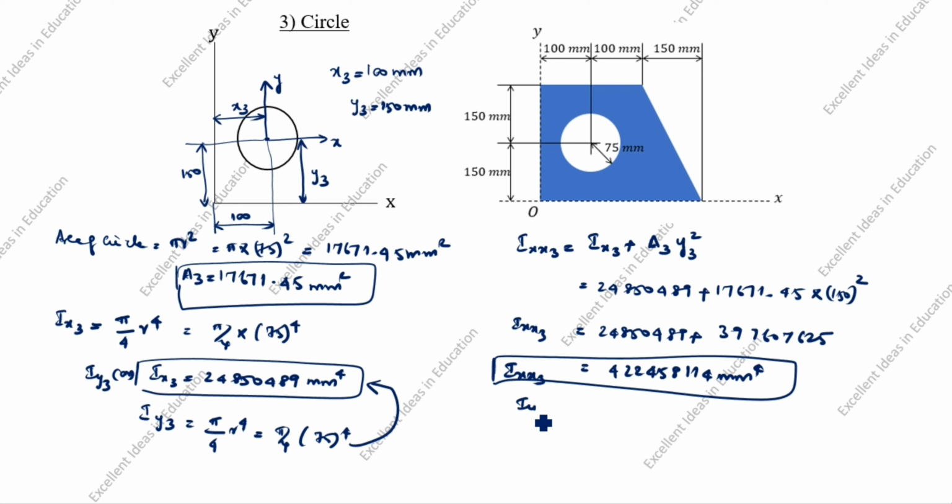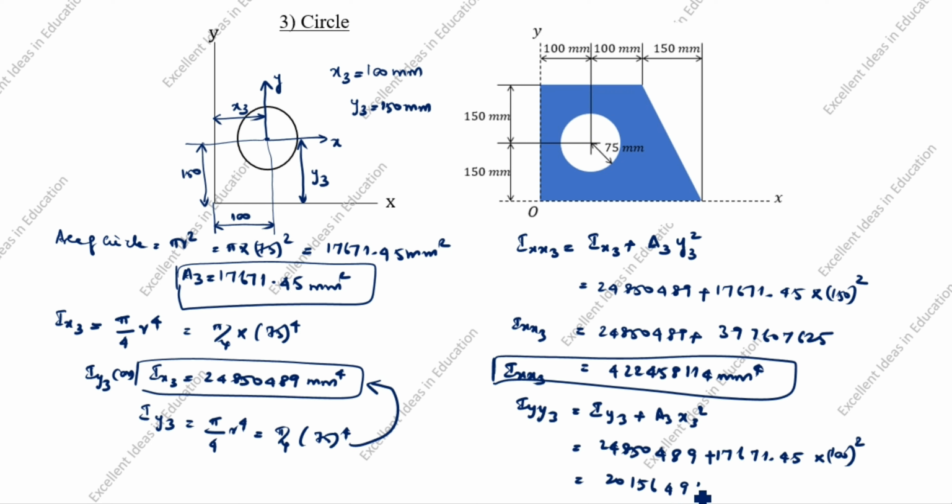Now we will calculate Iyy3. Iyy3 is Iy3 plus A3 x3 square. Iy3 is 2485489 plus A3 is 17671.45 into x3 is 100, so 100 square. What comes? 20156489 mm power 4 is Iyy3.